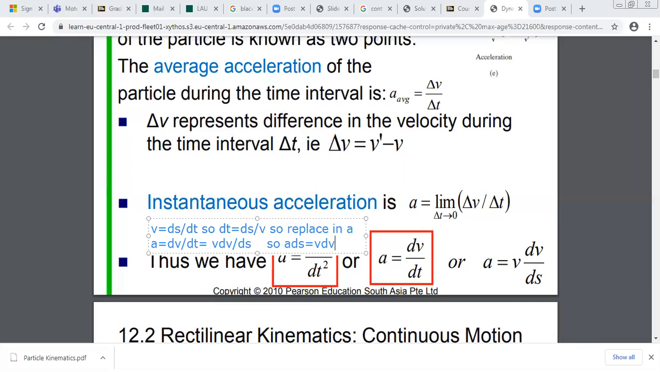Now, which relation to use depends on the problem. Let's say they gave you in a problem a function of s, not a function of time. You will use the relation that is independent of time, a ds equals v dv. If they gave you, for example, v as a function of time, then you use a equals dv over dt. You should keep in mind all these relations and know which one to use depending on the problem. We will do a lot of practice on this.